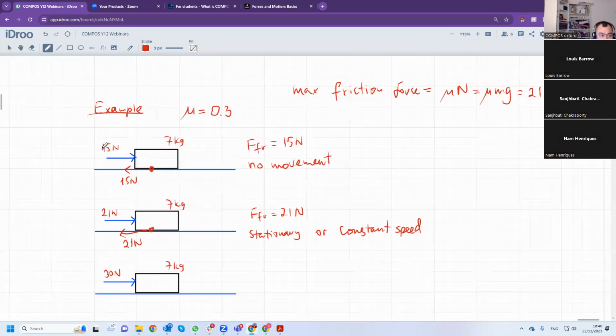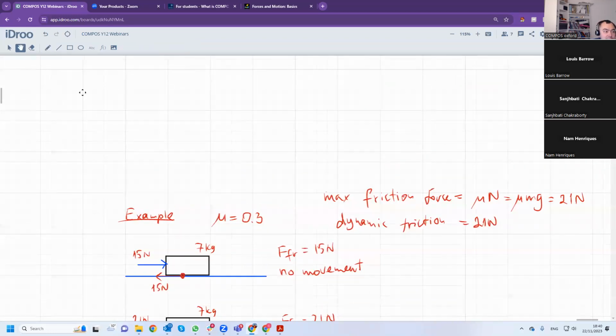Okay, here, even though the forces are equal, you cannot have constant speed because it cannot be moving, because dynamic friction is exactly 21 newtons. So if it's less than 21, then it's stationary, it's static. Yes, normal reaction force. When you talk about a box on the ground, there's the normal reaction force and the mg. So N is equal to mg.